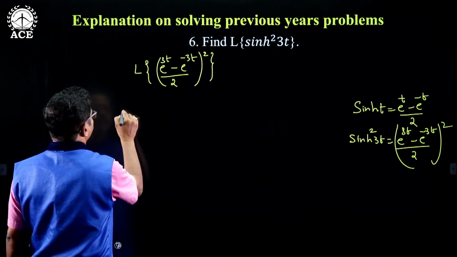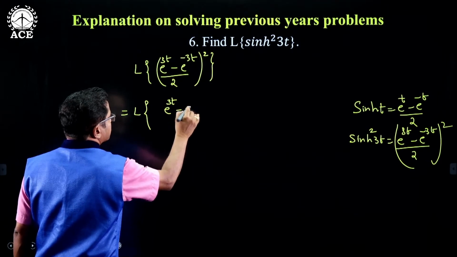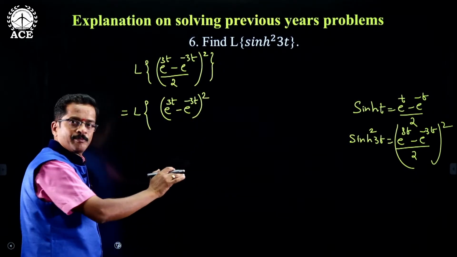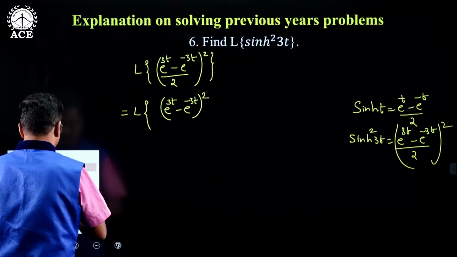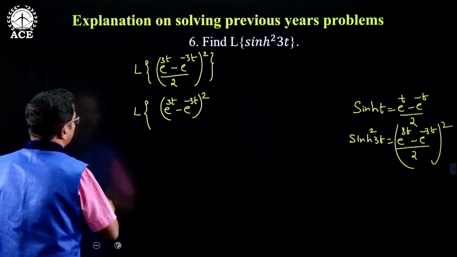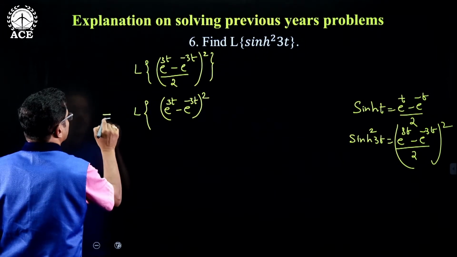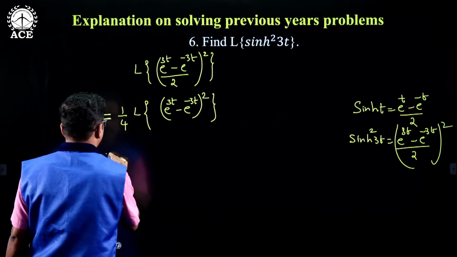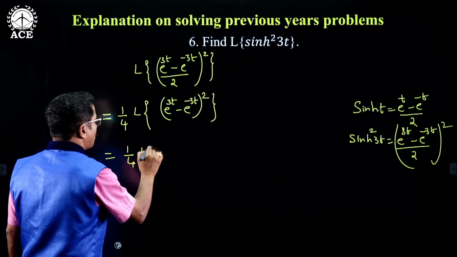So which is equals to L of (e power 3t minus e power minus 3t) whole square by 4 will come, that I am bringing out, it becomes 1 by 4. Now you expand it under the (a minus b) whole square formula.